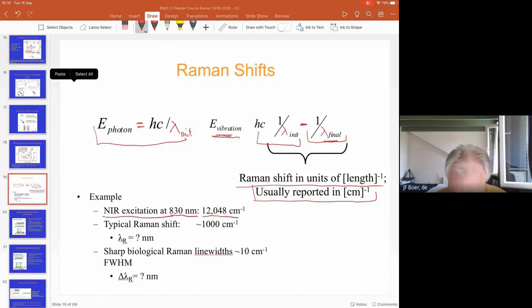So now the question is, what if we have a typical Raman shift of 1,000 inverse centimeters? So that 1,000 inverse centimeters is now an energy level of the molecule, vibration level. What is the wavelength of the emitted photon? So the incident photon is 830 nanometers, and the emitted photon, well, that's the question, and that is for you to calculate.